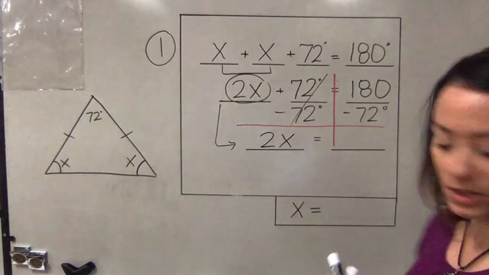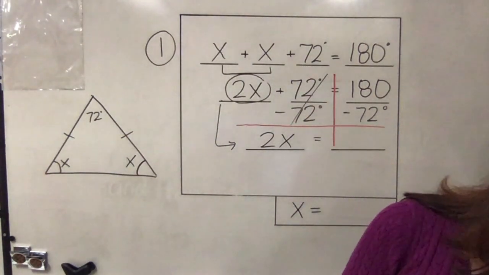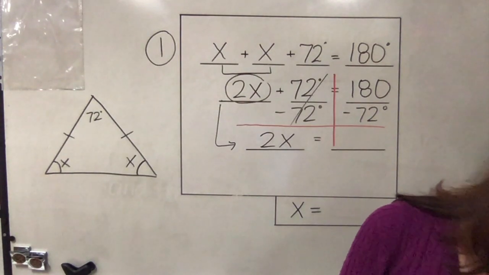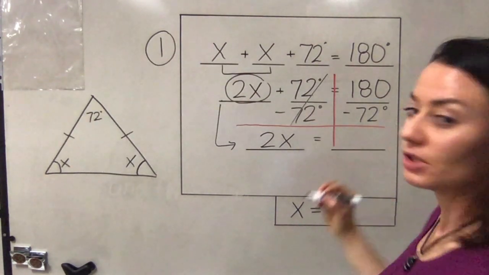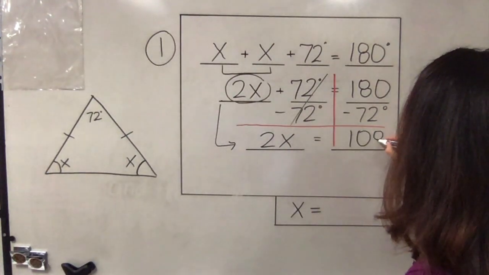What does 2X equal? What's 180 minus 72? 180 minus 72 is, did you put it on your calculator? What is it? It's 108 degrees.